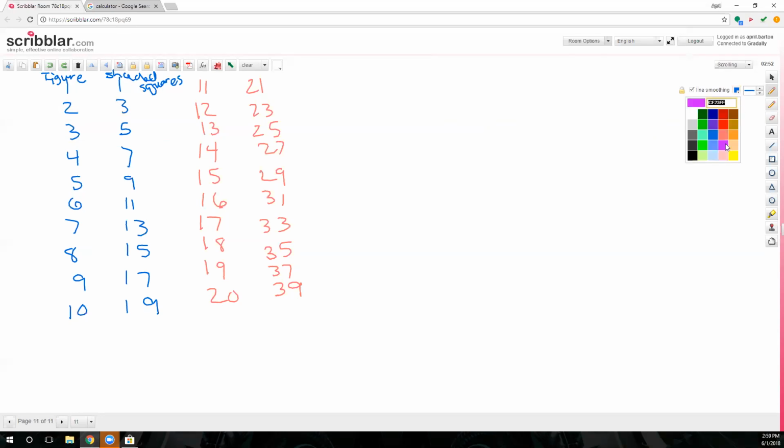So there's a little pattern there that you can follow that means we don't have to write this out 50 times. If figure number 10 gave us 19 squares and figure number 20 gave us 39, what do you think figure number 30 should give us? What are we adding to get from 19 up to 39? And what do we get when we add it again?